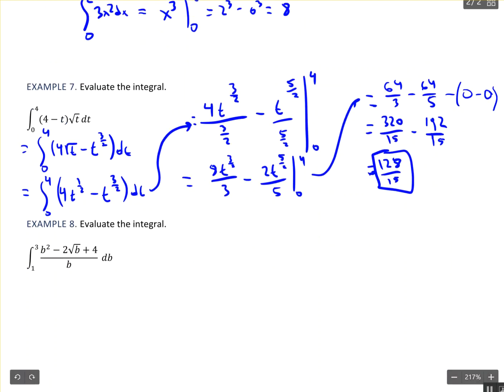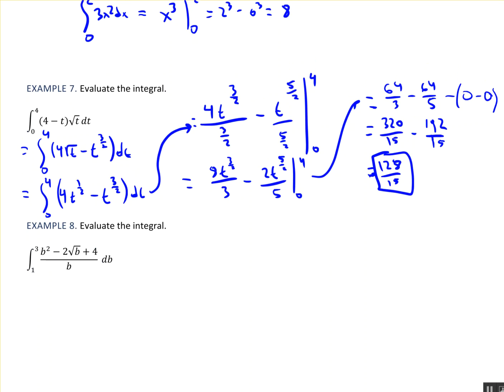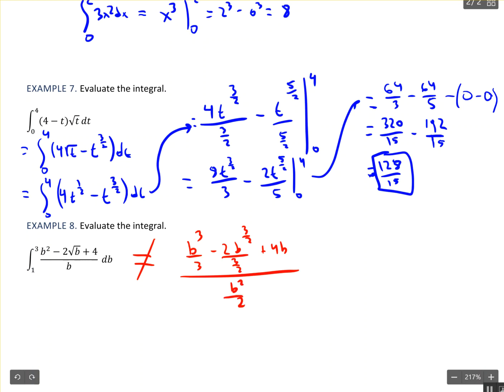Last one. Again, this one looks really complicated. What we absolutely cannot do, well, that's b to the third over 3 minus 2b to the 3/2 over 3/2 plus 4b over b squared over 2. I can't just do it piece by piece like that. If we didn't have that division, I could. But they're all divided by b. I cannot just take the antiderivative of each part because of that division. So let's not do that.